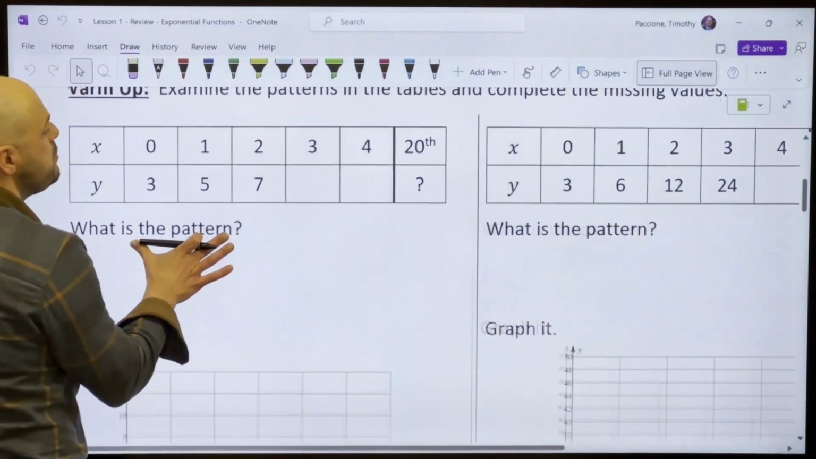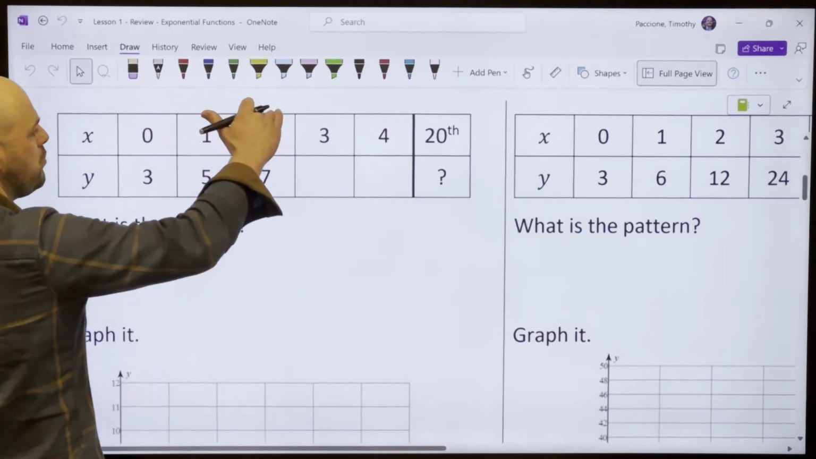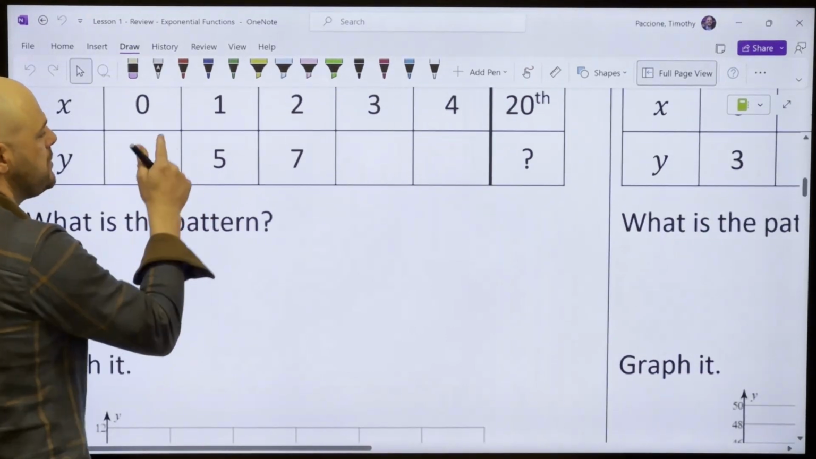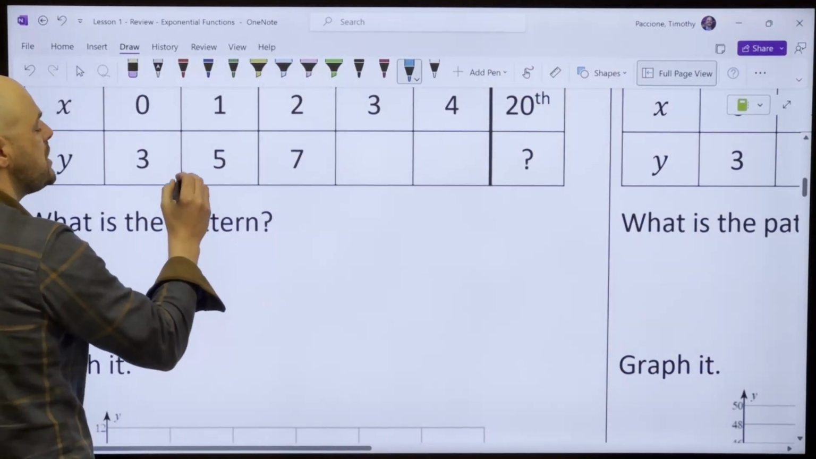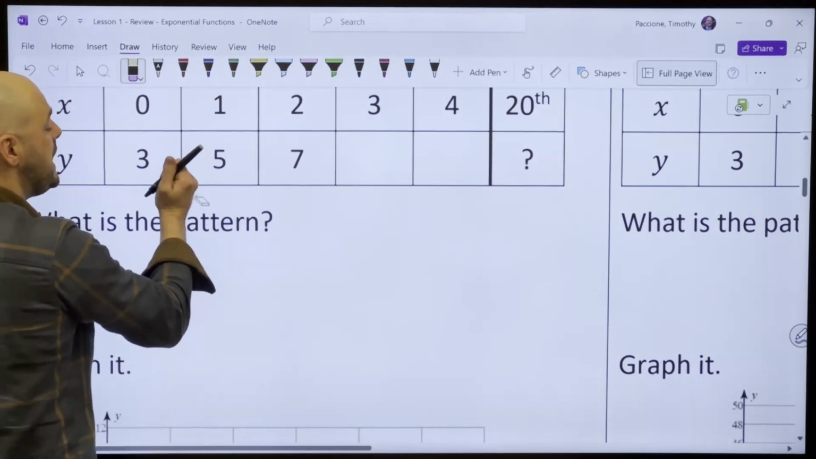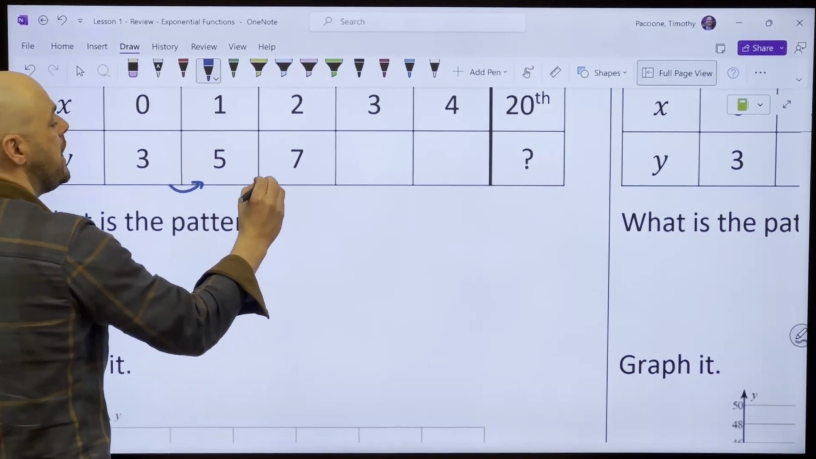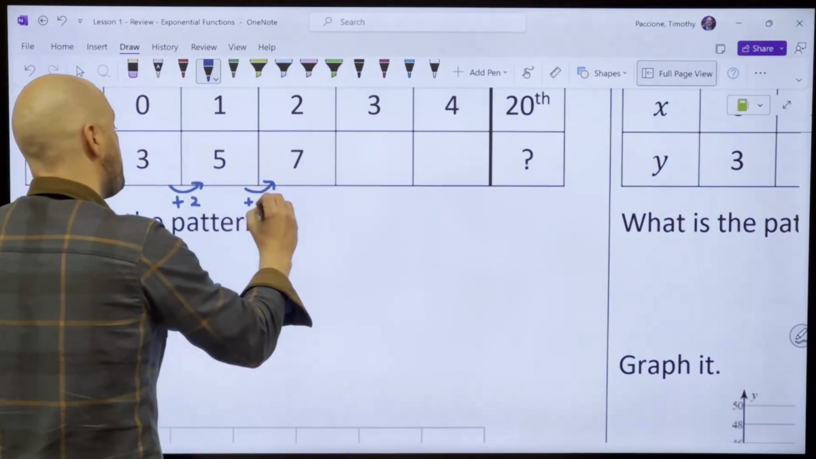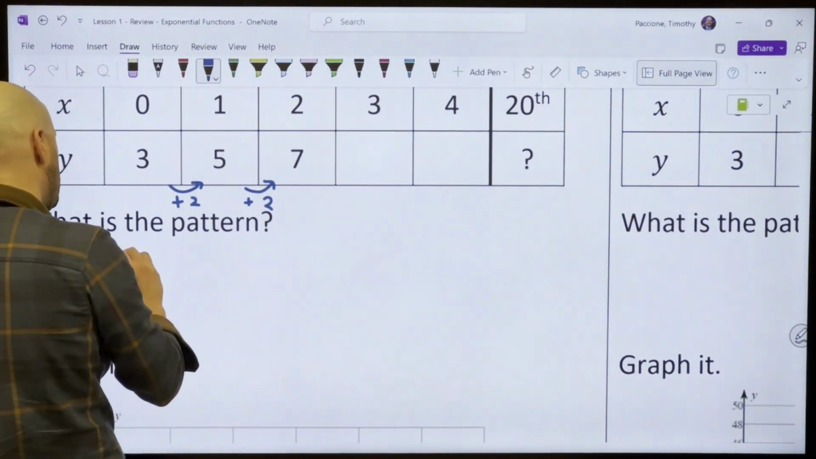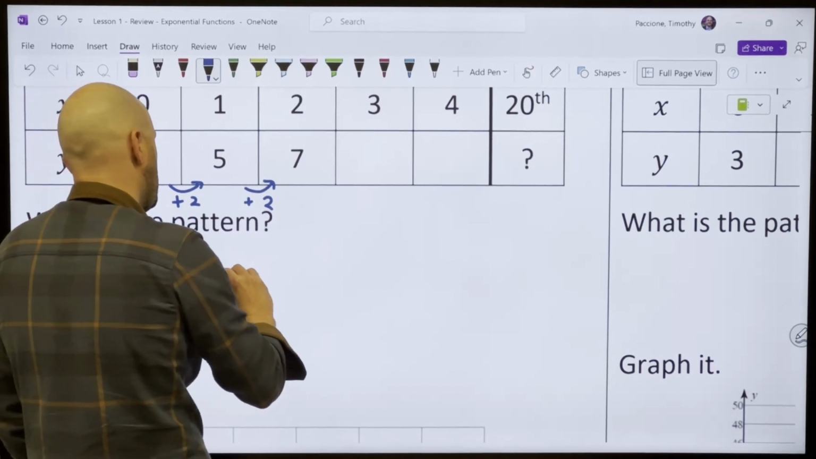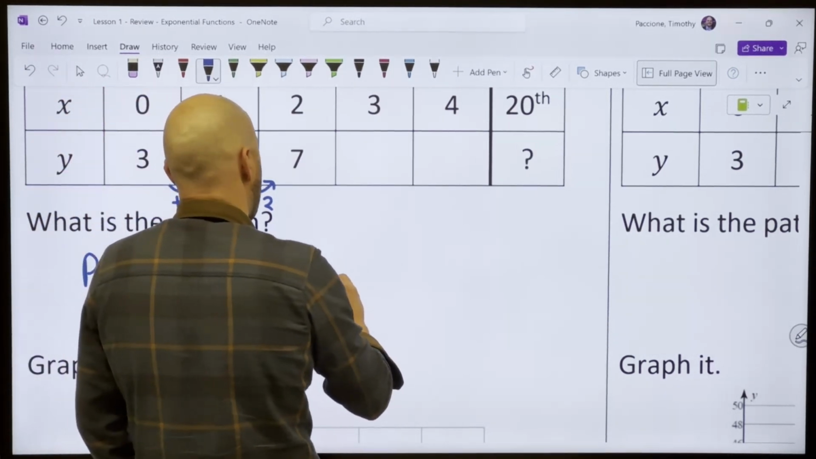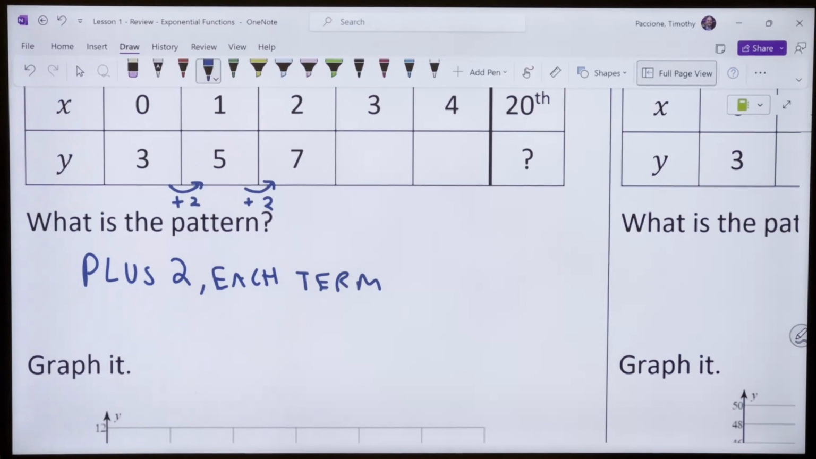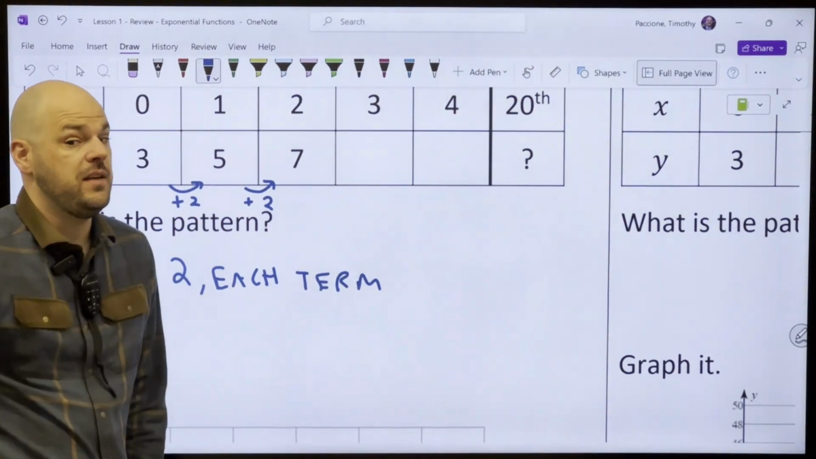So when we look at this, we say, okay, well, x is going up by 1, right? But then y has something else to it, right? We go from 3 to 5 to 7, right? So there's some consistency here that must be getting you from one number to the next, and we realize that is what? We are adding 2 every time, right? So the pattern is plus 2 each term, right? And each of these is a term. That's a term, that's a term, that's a term. So to get from one term to the next, we add 2, right? So that's step 1. We've identified the pattern.